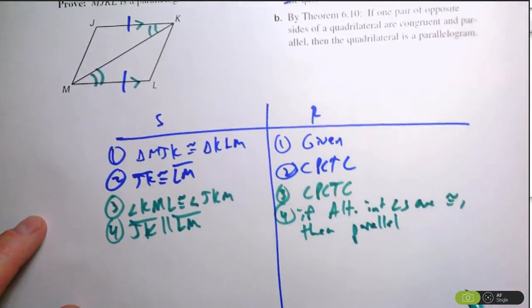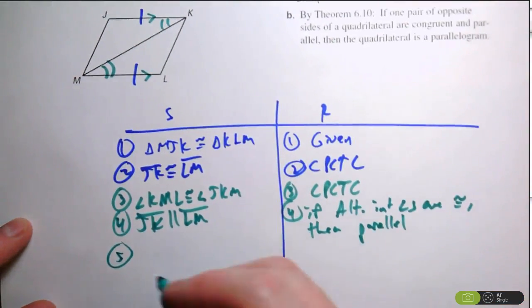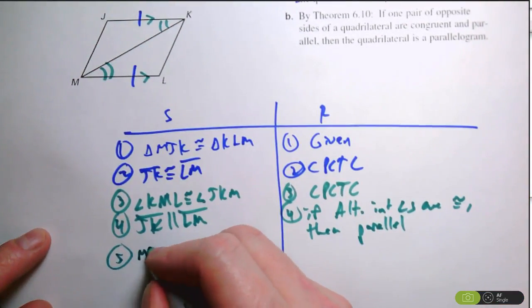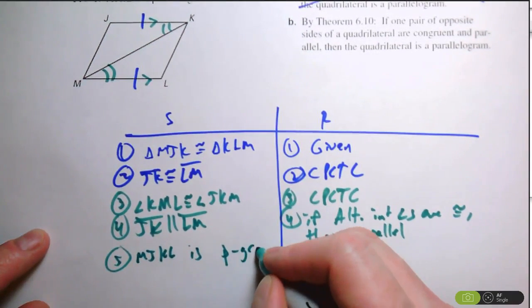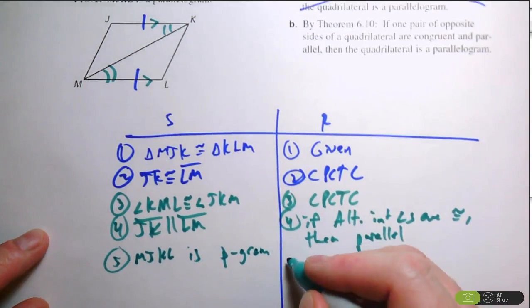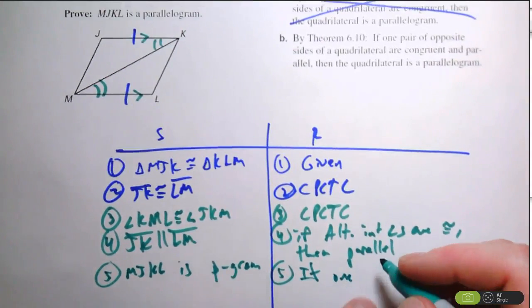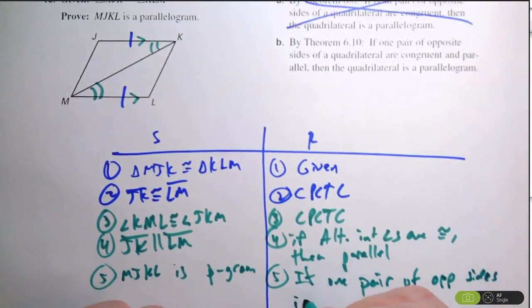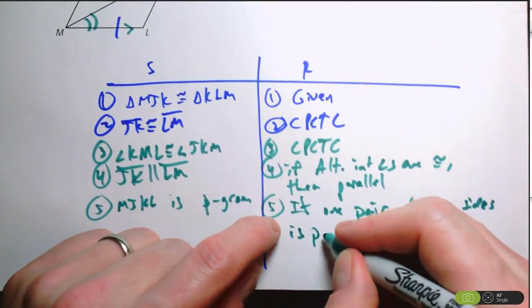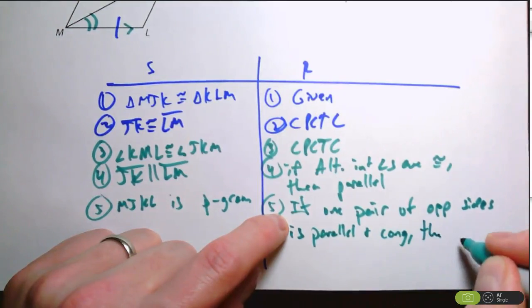Sorry, it's kind of sloppy, isn't it? That's good though, because now I'm ready to do this theorem 610. I know this is a parallelogram. MJKL is a parallelogram, because if one pair of opposite sides is parallel and congruent, then it's a parallelogram.